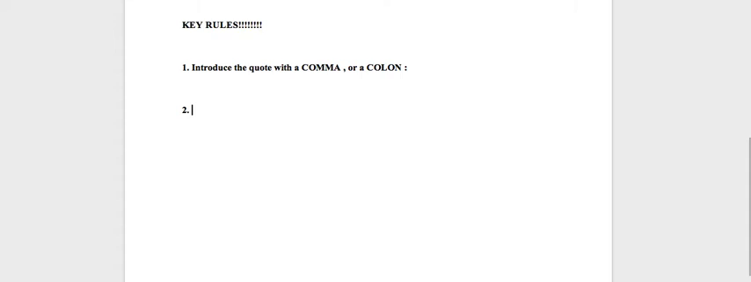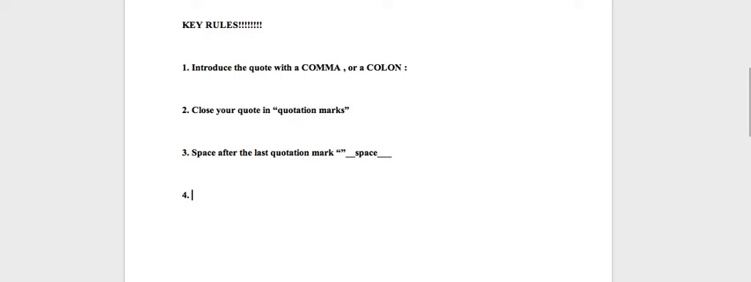Rule number 2, you close your quote in quotation marks. And these are quotation marks. Rule number 3, you put a space after the last quotation mark. So you have your end quotation mark, and then you have a space. Space.